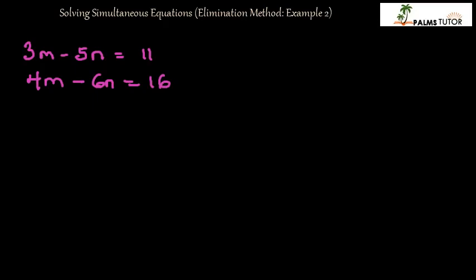Hello guys, so like I've promised, this is another example of how to solve simultaneous equations using the elimination method. But in this case, the coefficients of the unknowns are not the same. I've done a tutorial on another example where the coefficients are the same, so it's very easy to just eliminate by addition or by subtraction. But like I said, there are times that we need to manipulate the coefficients of these unknowns by multiplication in order to be able to eliminate them.